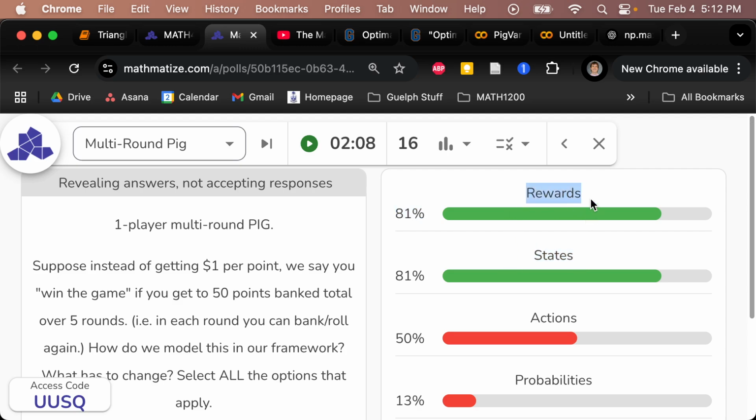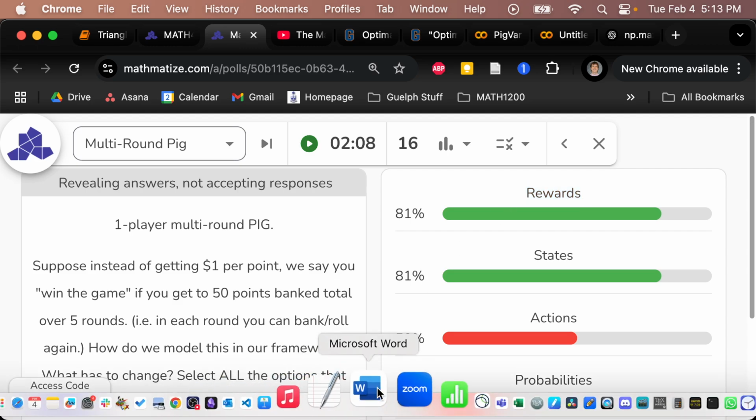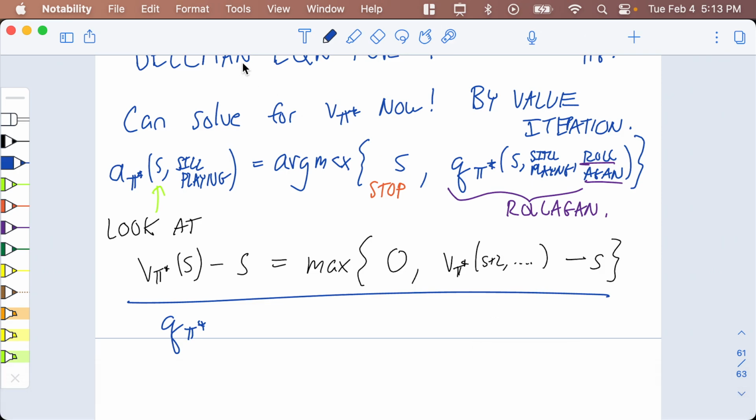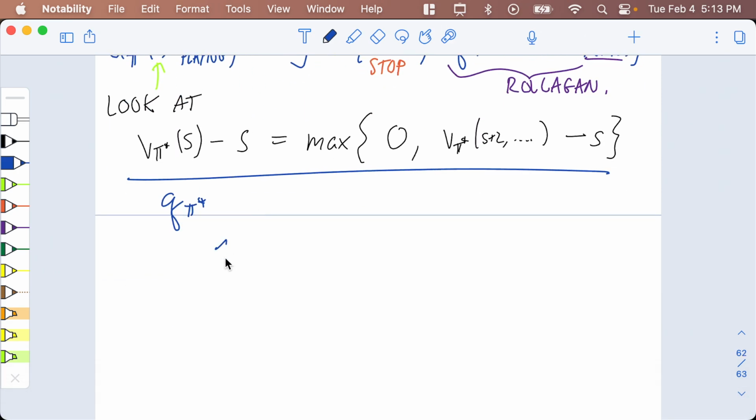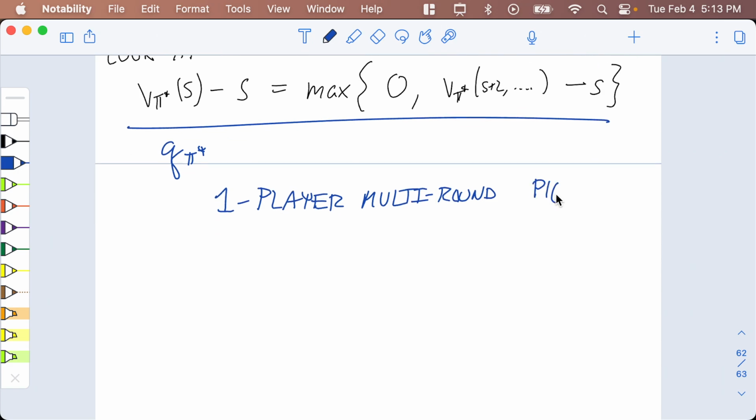The main thing that I think some people find hard to figure out is what should the reward be in this game? So let's try to quickly brainstorm here. What should the rewards and states be in 1-player multi-round Pig? And this will sort of warm us up for the 2-player version, which we're going to do in a second. Multi-round Pig. Okay, states and rewards, those will be different. Okay, someone want to take a stab? What are the states or the rewards? What should they be in this version?